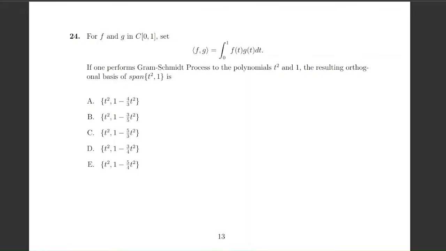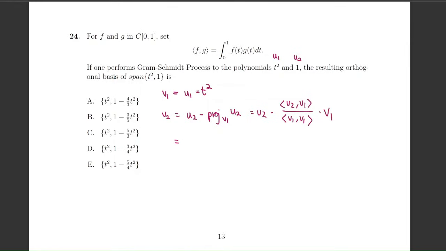Okay, the way to do the Gram-Schmidt process is you first pick a polynomial to just stay the same. From these answer choices, it seems very likely that they picked t squared as the one that stays the same. So I'll first define these as u1 and u2. I'll pick our first orthogonal basis term to be v1, so t squared. And the way you find the second one is you do u2 minus the projection of u2 onto v1. So that's just going to be equal to u2 minus the inner product of u2 and v1 over the inner product of v1 times v1.